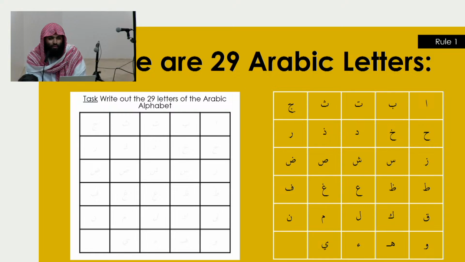Dhalika. Dhal. Dhalika. Then we have Ra. Za. Seen. So the seen should be crispy. That sound. Seen. So قل أعوذ برب الناس.